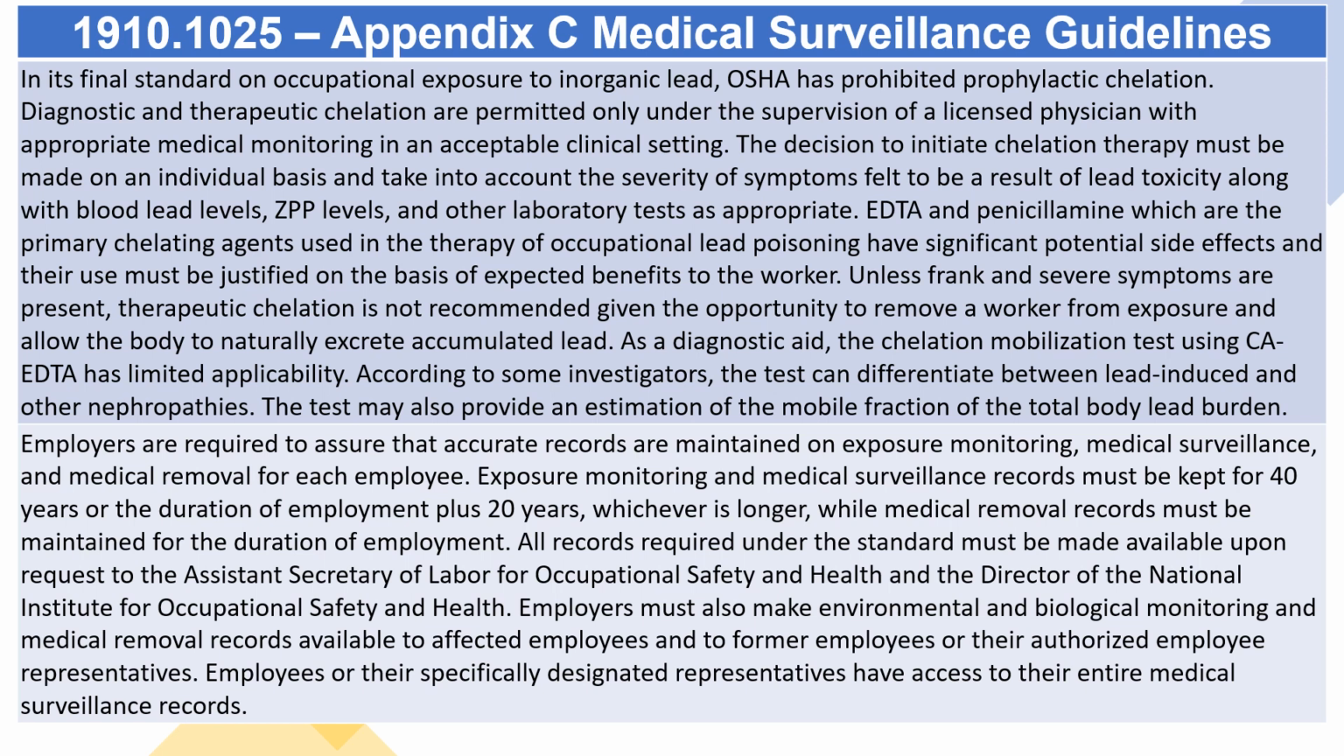Employers are required to assure that accurate records are maintained on exposure monitoring, medical surveillance, and medical removal for each employee. Exposure monitoring and medical surveillance records must be kept for 40 years or the duration of employment plus 20 years, whichever is longer, while medical removal records must be maintained for the duration of employment. All records required under the standard must be made available upon request to the Assistant Secretary of Labor for Occupational Safety and Health and the Director of the National Institute for Occupational Safety and Health.